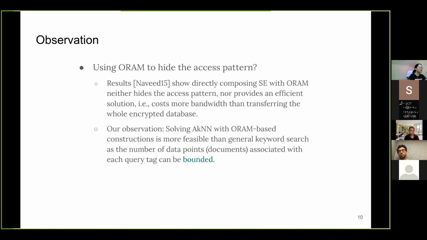And you may wonder, can we use ORAM to hide the access pattern? There's a negative result by Naveed in 2015 that shows directly composing SE with ORAM neither hides the access pattern nor provides an efficient solution. Namely, it costs more bandwidth than transferring the whole encrypted database. But luckily for us, we observed that solving AKNN with ORAM-based constructions is more feasible than general keyword search, since the number of data points or the documents associated with each query tag can be bounded.